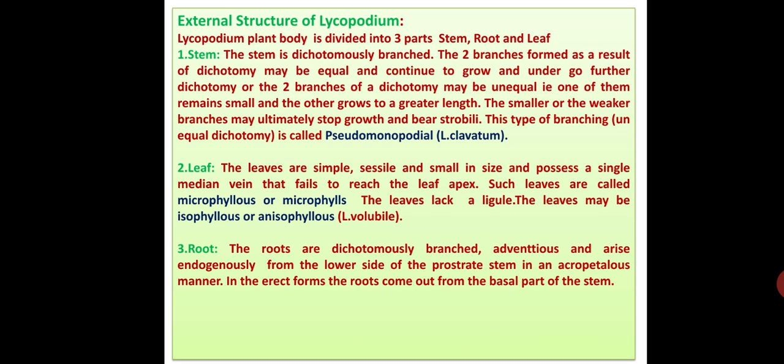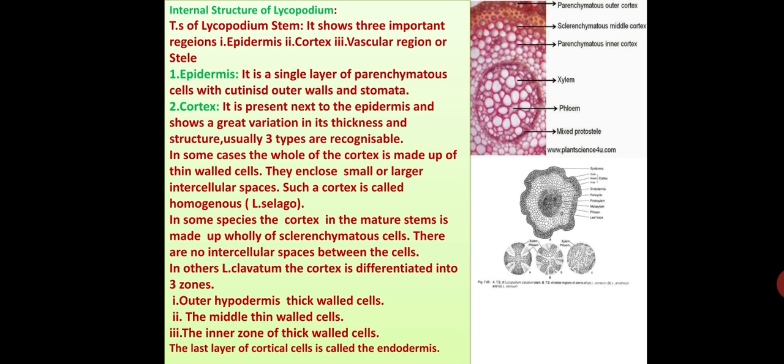Next, we discuss the roots. The roots are dichotomously branched, adventitious, and arise endogenously from the lower side of the prostrate stem in an acropetal manner. In the erect forms, the roots come out from the basal part of the stem. Next, we discuss the internal structure of Lycopodium. First we discuss the transverse section of the Lycopodium stem.